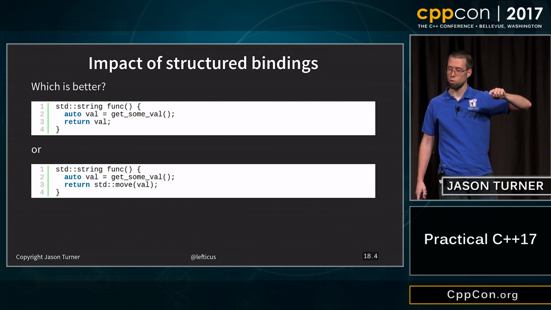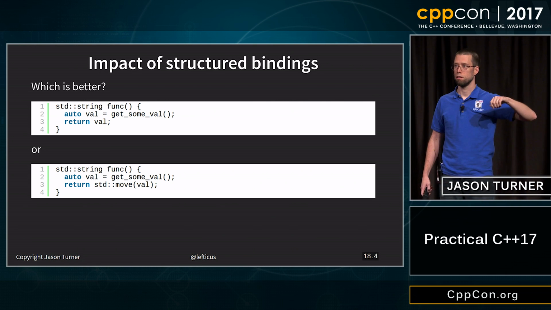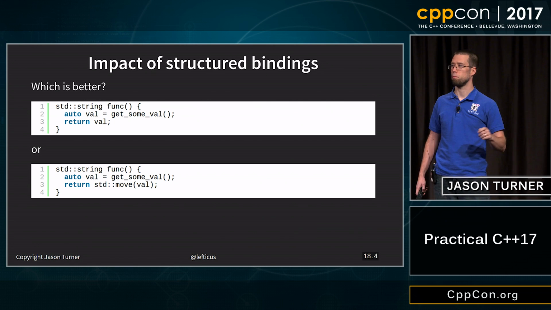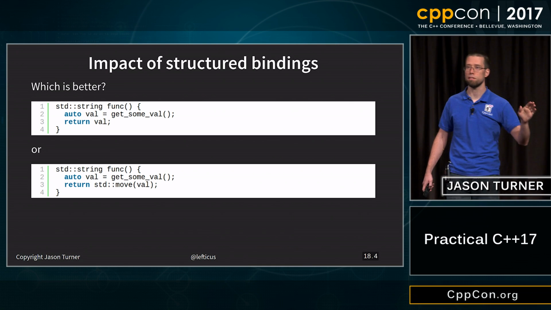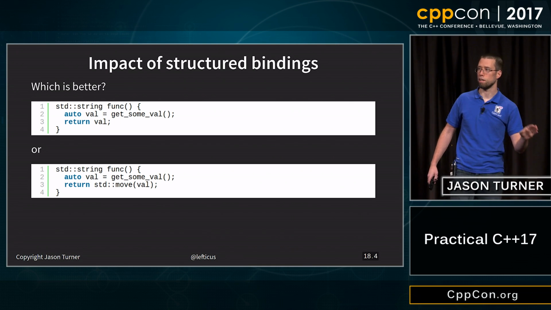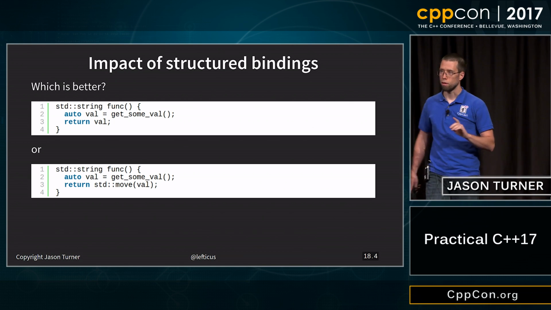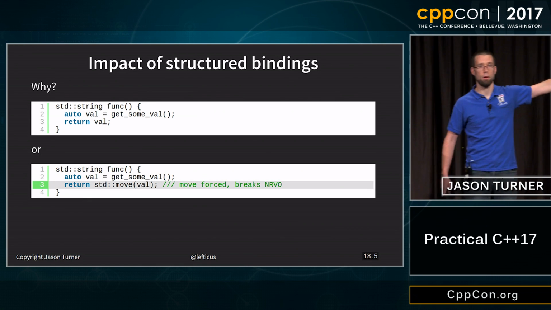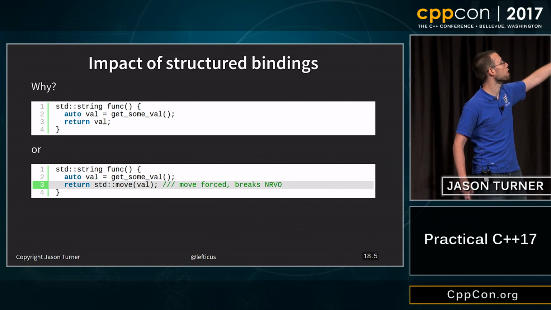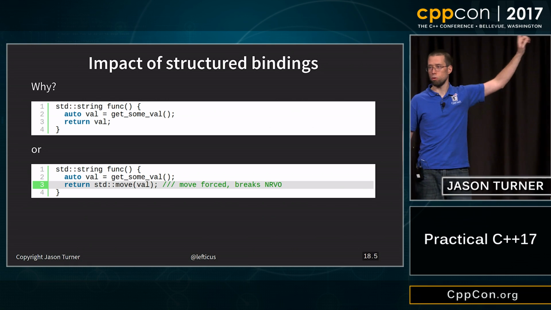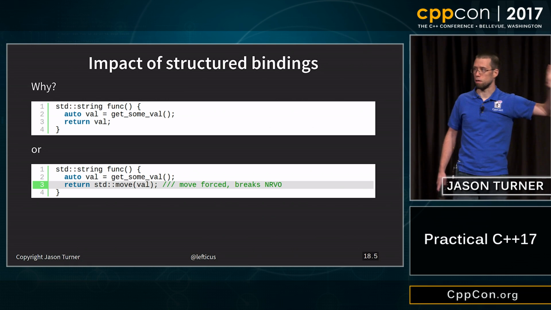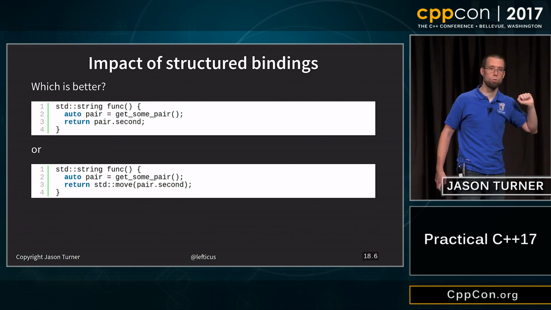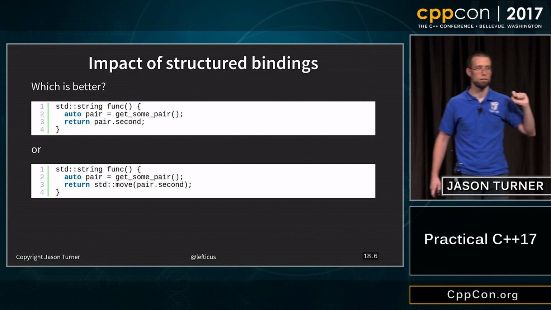Who thinks the first one is better? I'm getting more and more people raising their hands. Okay, who thinks the second one is better? I'm only getting like three hands. The reason is that we are forcing a move instead of letting the compiler do a return value optimization here. So we don't want to return by move. So who thinks the first one in this example is better?